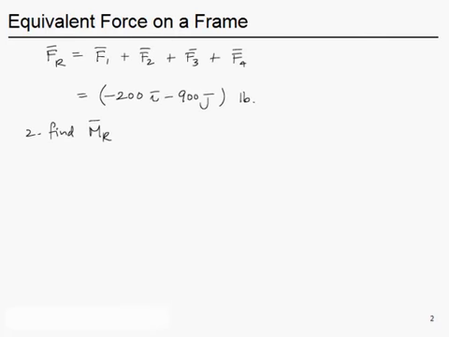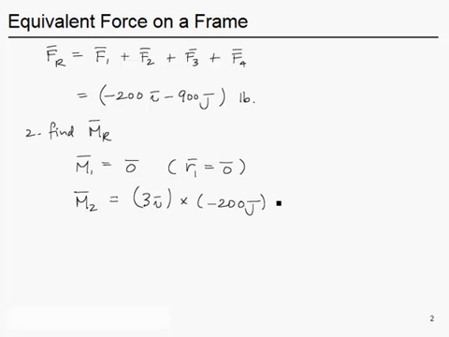All right, let's go ahead and write those. Well, we know M1 is going to be 0 because, as we just established, R1 is equal to 0. M2 is going to be an R cross F calculation. R2 is just 3 in the i direction. We're going to cross that with minus 200 in the j direction. So we get minus 600 in the k direction. That's got units of pound-feet.